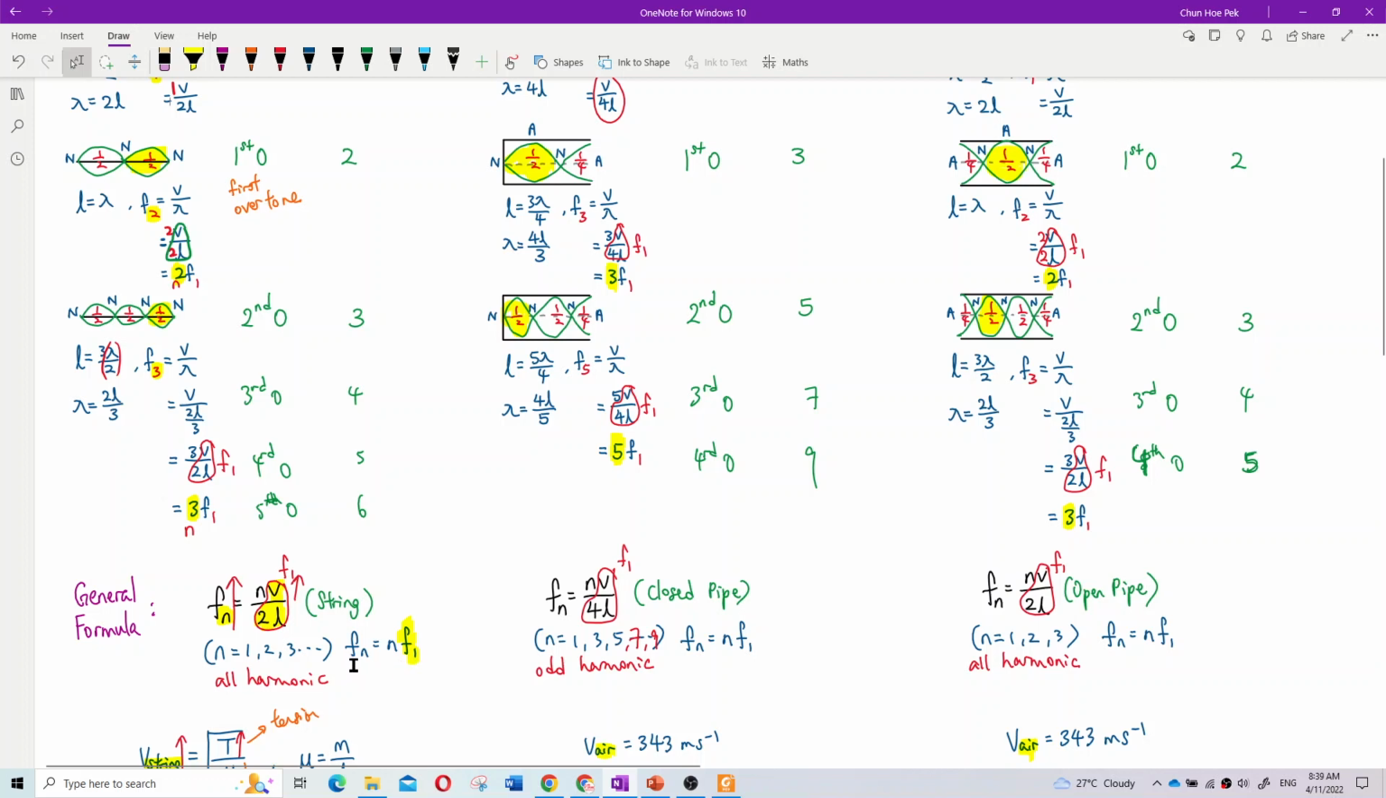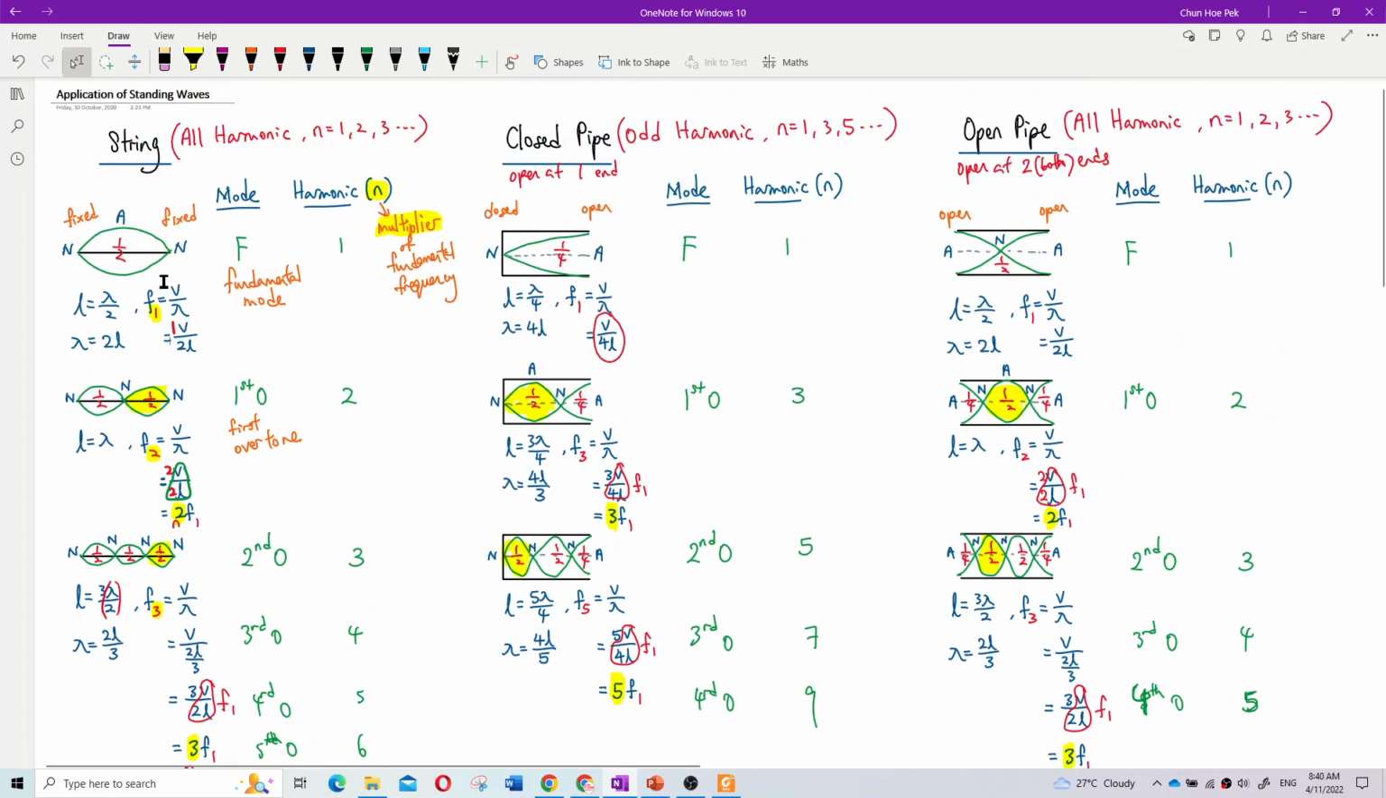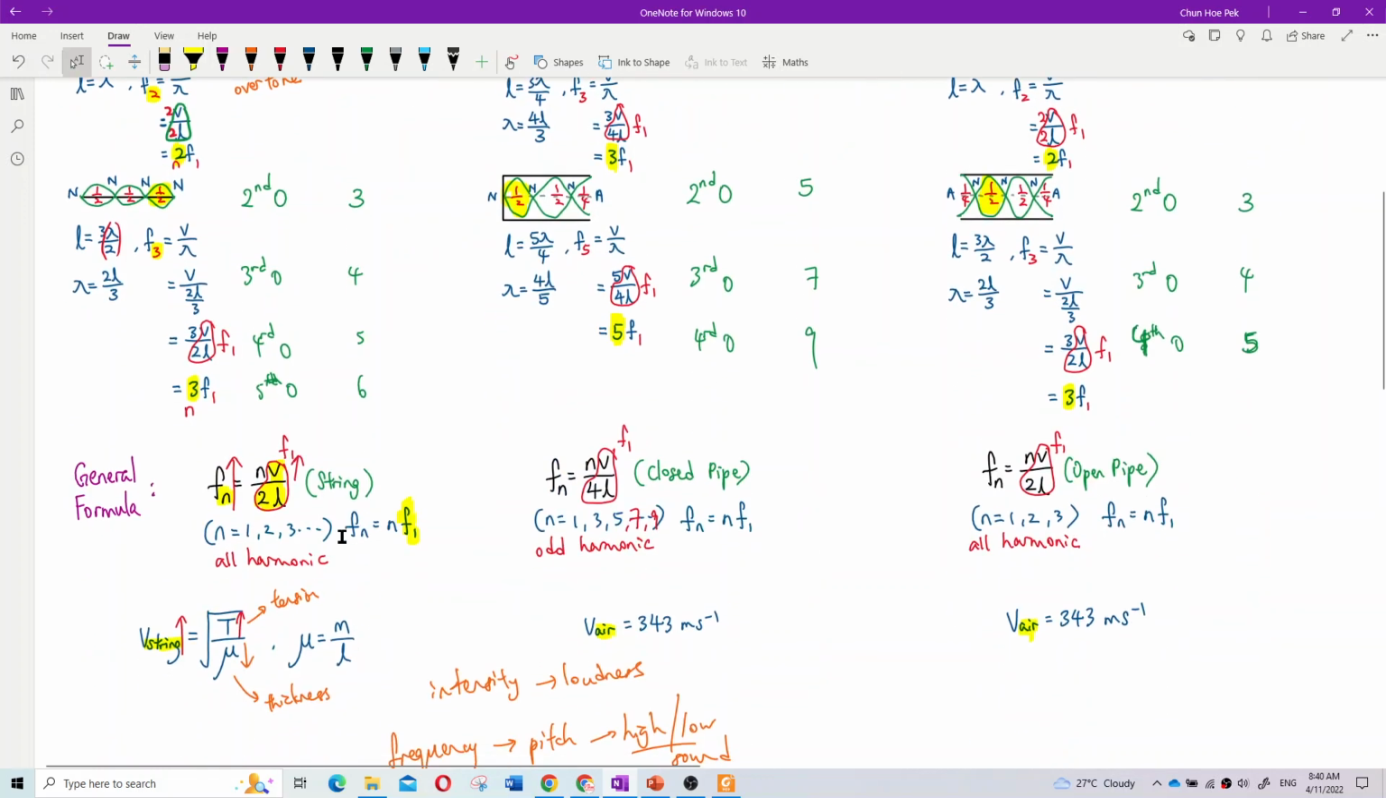F6 is 6F1. Let's say the fifth overtone, which is the sixth harmonic, is F6. The fifth overtone uses F6, equal to 6F1, six times the fundamental frequency. Understand, class?